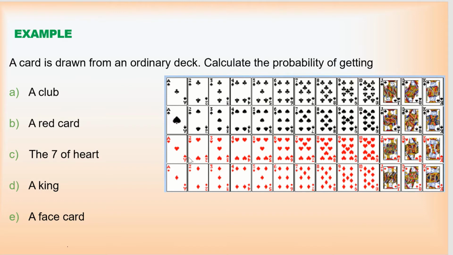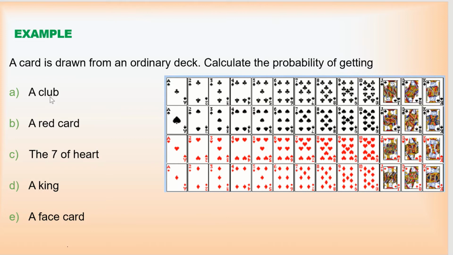So this picture that I have shown here, this is the sample space. So you can see there are 52 cards in all. And then here we have 13, here we have 13. So total 26 black cards and 26 red cards. There are 4 different types of cards and 2 different colors. Now the first one is we have to find the probability of getting a club.